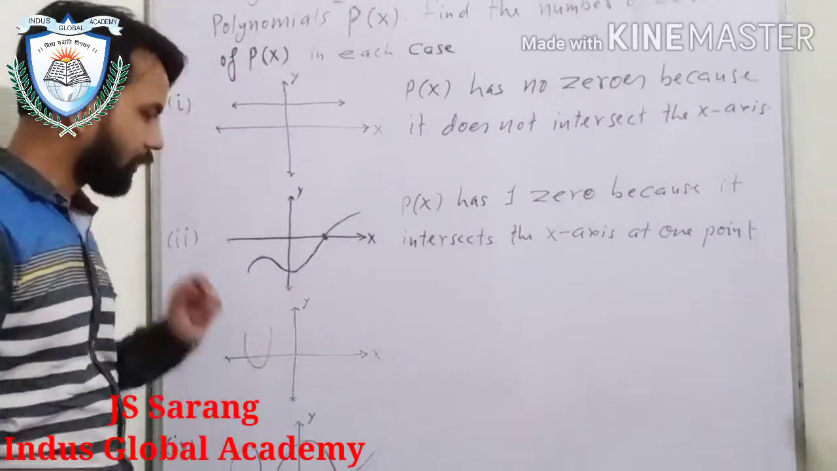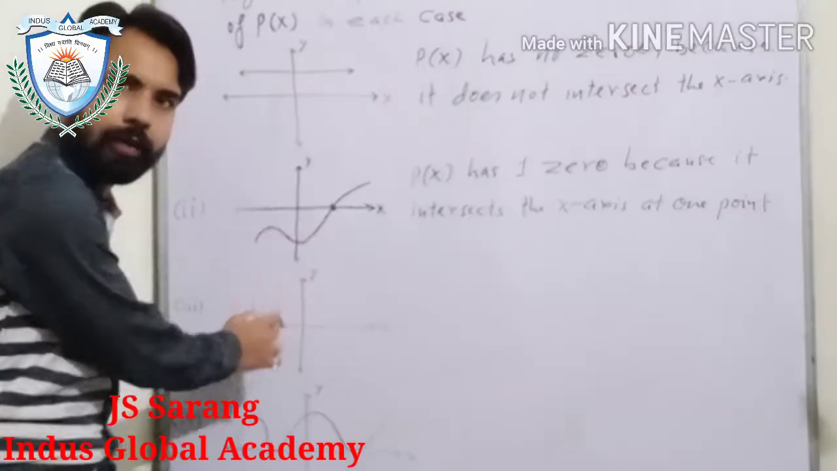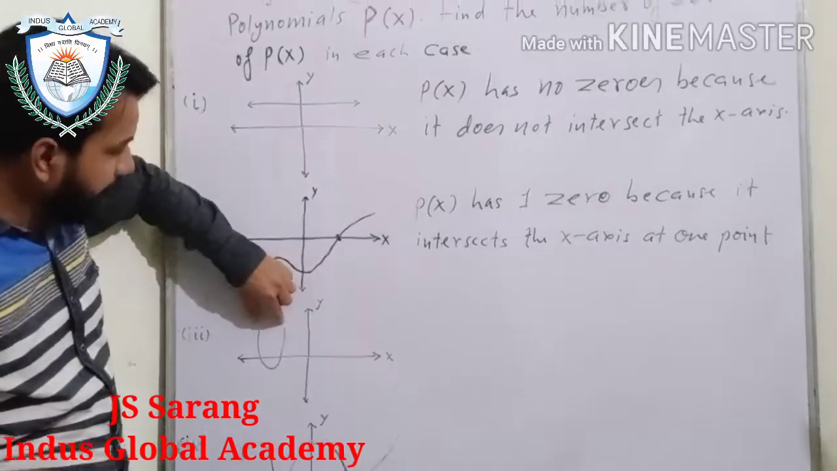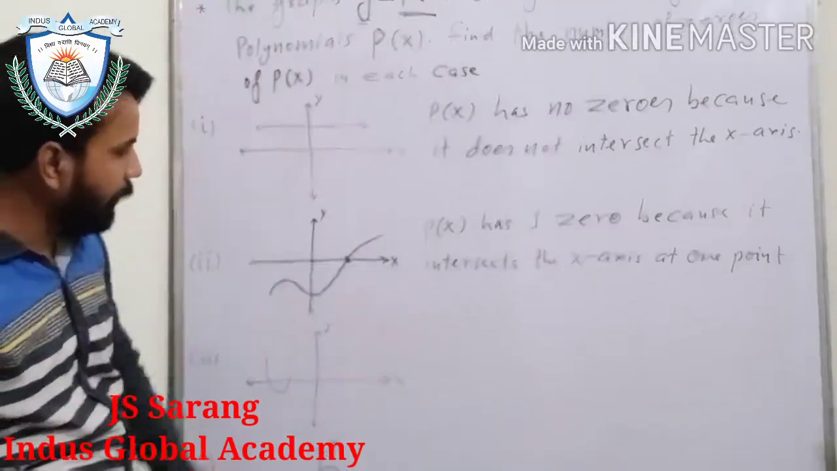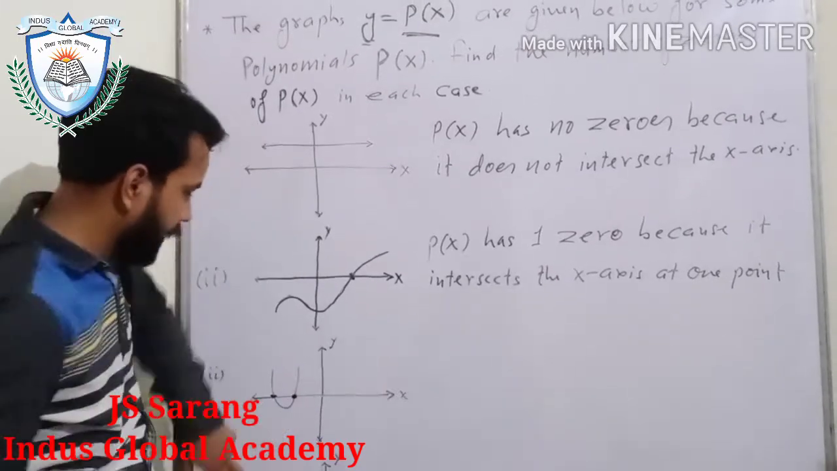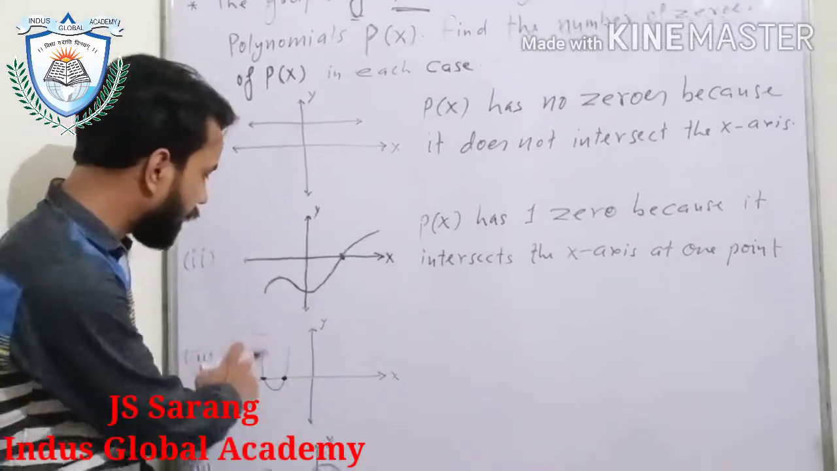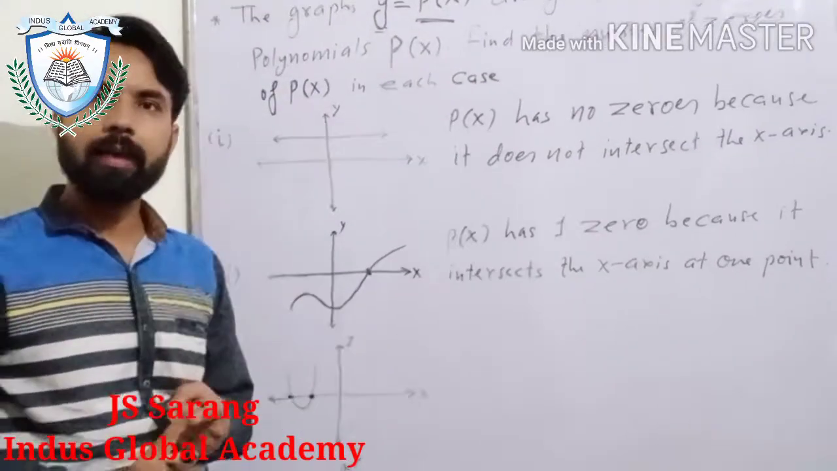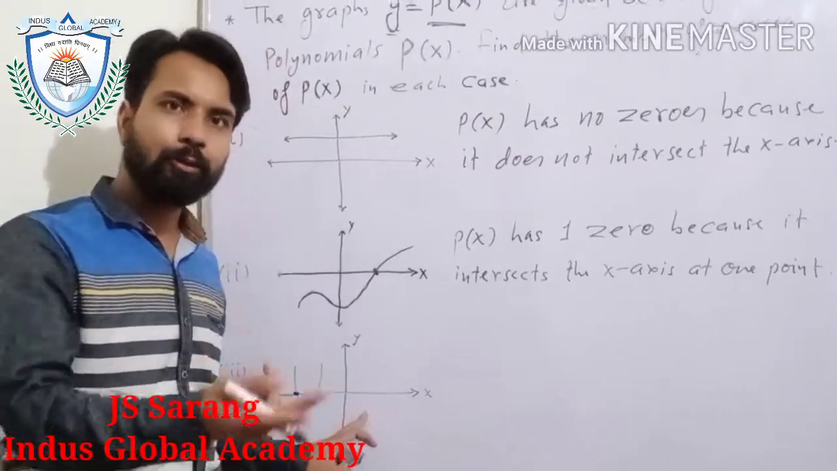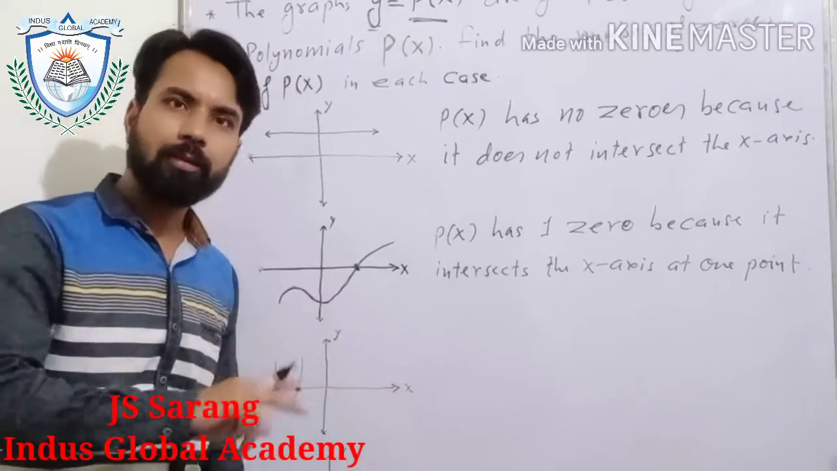Now see the third graph. Here the graph is in the shape of a U. This U intersects the x-axis at how many points? It intersects the x-axis at 2 points. One point is this and the second point is this. So it has how many zeros? 2 zeros. The number of zeros is always equal to the number of intersection points.